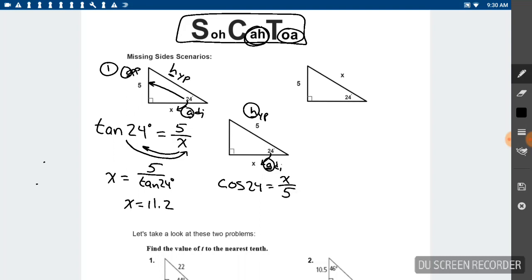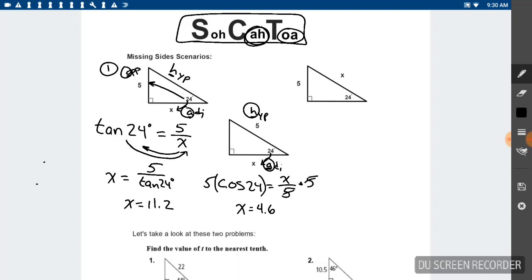Now this one's a little easier when the variable's in the numerator. You don't have to do the old switcheroo. You just want to solve the equation. You want to isolate x. So how do you isolate x when it's in the numerator? You multiply both sides by the denominator. So it crosses out on the right. Straight up in your calculator, 5 cosine 24. You'll just hit those buttons, and we'll talk about it in class. 5 cos 24, and when you do that, you get 4.6. So x is 4.6. So there's a cosine example.